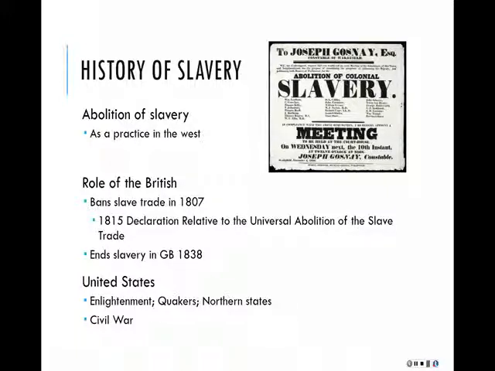So in the United States, the Enlightenment, the Quakers, the northern states all aligned themselves with the abolitionist movement that really started with Great Britain, and then the Civil War ultimately ended slavery as an institution in the United States. However, we know that the different forms of slavery have continued all over the world.